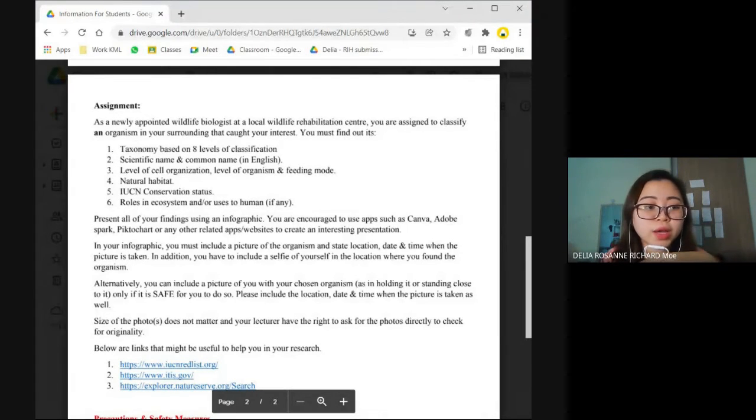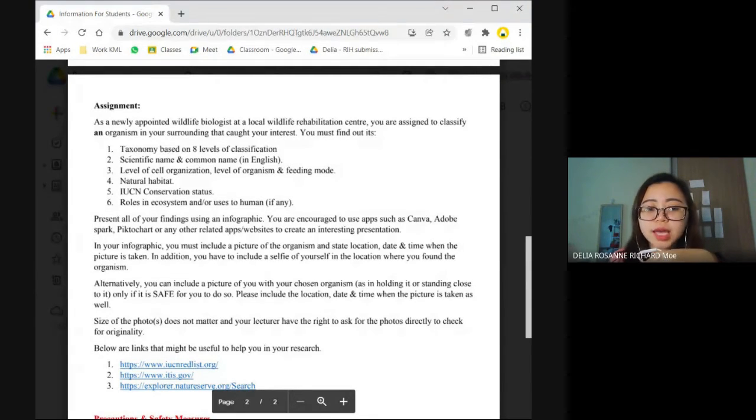As a newly appointed wildlife biologist at a local wildlife rehabilitation center, you are assigned to classify an organism in your surrounding that caught your interest. You must find out its taxonomy based on the 8 levels of classification, its scientific name and common name in English, its level of cell organization, level of organism and feeding mode, its natural habitat, its IUCN conservation status, its roles in the ecosystem, and or its uses to humans, if there are any. And you need to take all this information and present all your findings using an infographic.